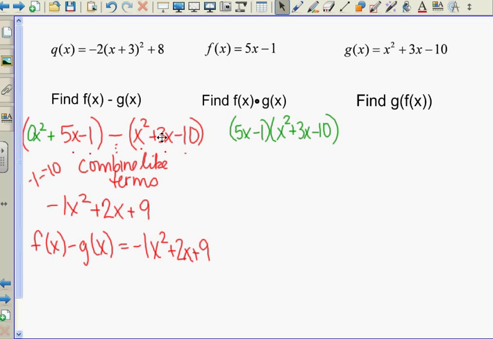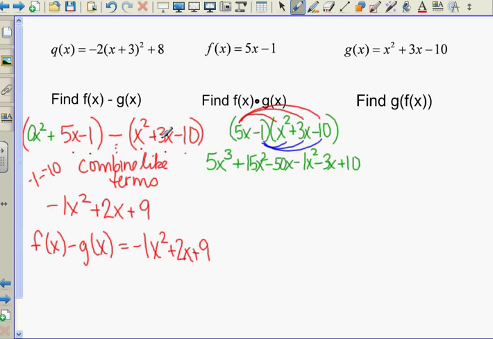Okay, so to multiply things out like this, we have to distribute the 5 to all 3 things, the 5x, then the negative 1 to all 3 things. So 5x times x squared, we would have an x and then 2 x's, so 5x cubed. That'll be the focus of our next unit, by the way. Then 5x times 3x is 15x squared. 5x times negative 10 would be negative 50x. Then the negative 1 times each thing. We would have negative 1x squared, negative 3x, positive 10.